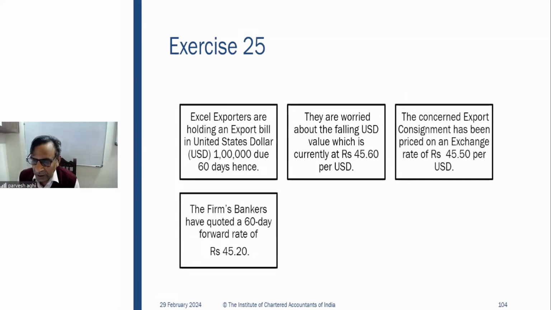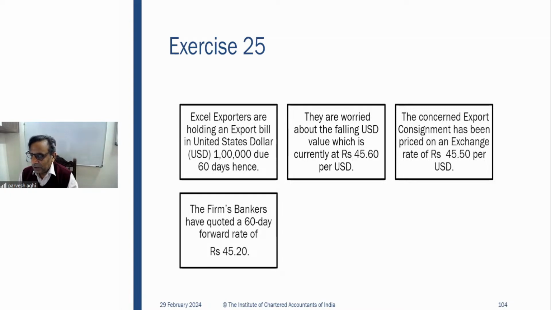Excel exporters are holding an export bill in the United States, 1 lakh, due in 60 days. This is a company which has exported goods to the US, 1 lakh, and this is due after 60 days. They are worried about the US dollar rate, which is currently at 45.60. Today the dollar rate is, for example, 45 rupees 60 paisa per dollar. Of course it is more than 83 now, but let's assume that it was a long time back. So this was the spot rate at that time.